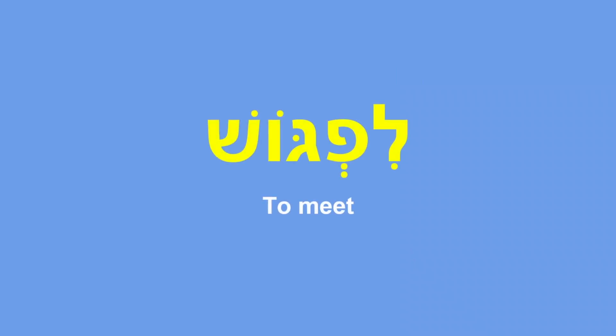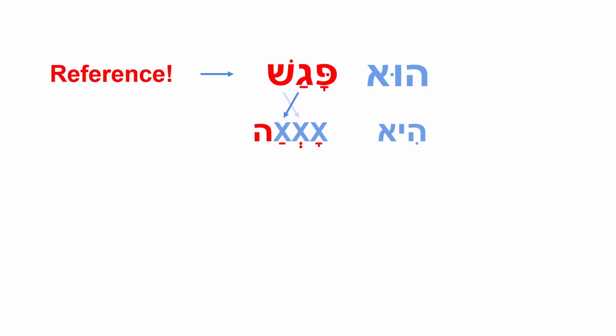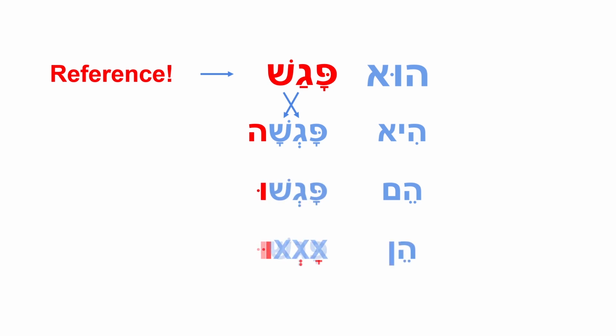לפגוש, to meet. הוא פגש, this is the reference point. He will have the same conjugation pattern. Vowels switch places, not the letters, just the vowels. הוא פגש, he פגשה. הם, in 2 syllables with an u ending, פגשו, and פגשו. הוא פגש, היא פגשה, הם פגשו.